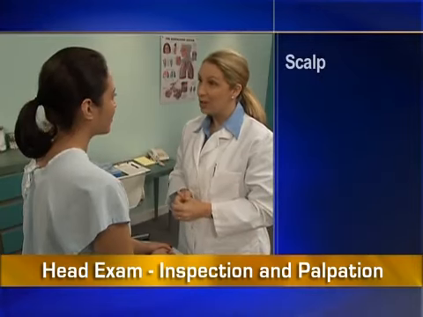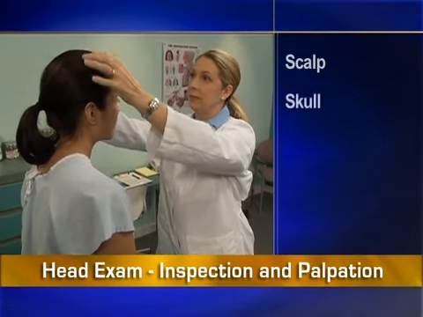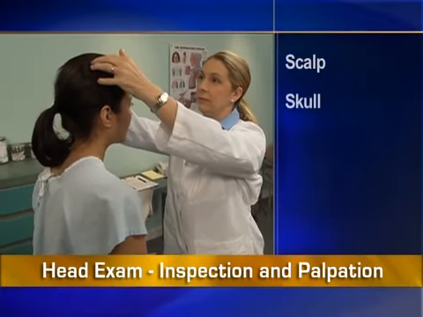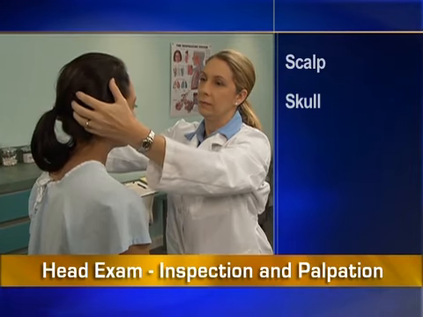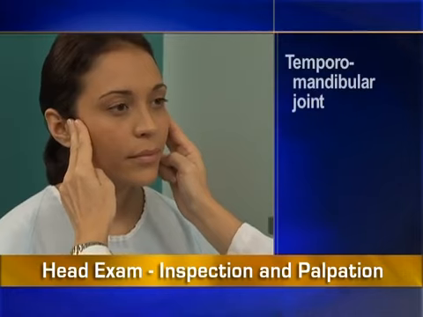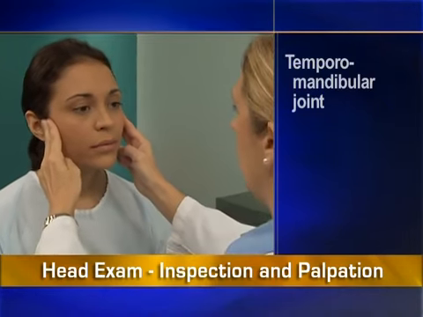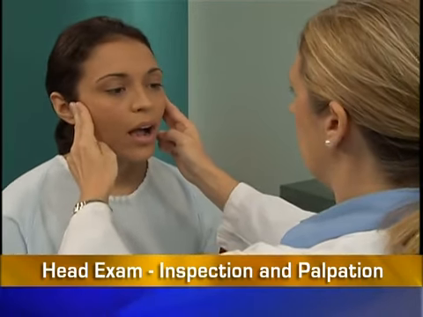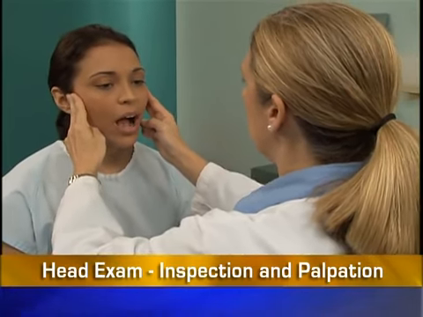Now I'm going to examine your head. Next, palpate her scalp and skull, which should feel smooth and symmetrical. Particularly note any deformities, lumps, or tenderness. Now slide your fingers to the temporomandibular joint, just anterior to the tragus. As the person opens and closes her mouth, palpate the joint, which normally moves smoothly and freely, without tenderness.